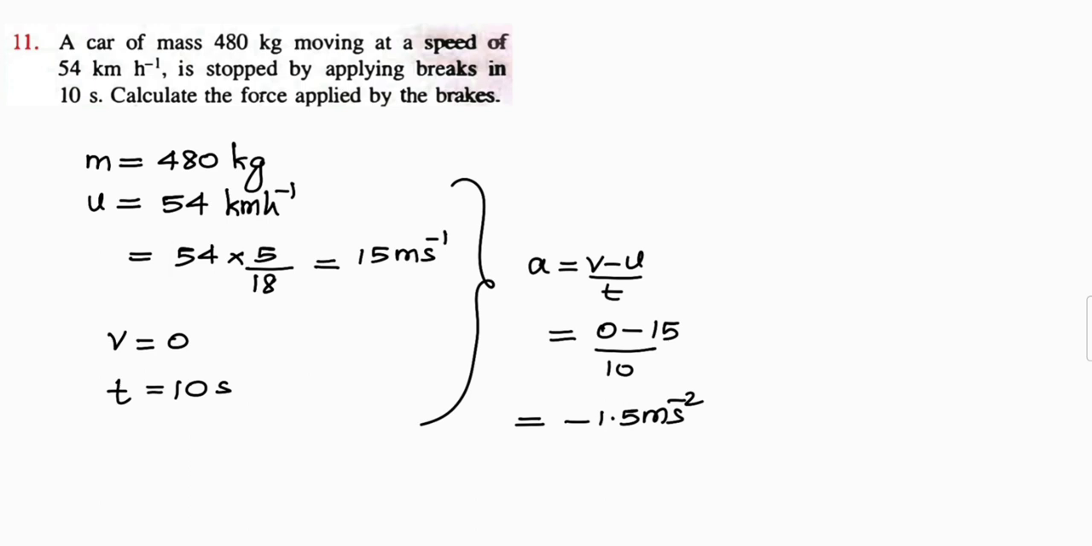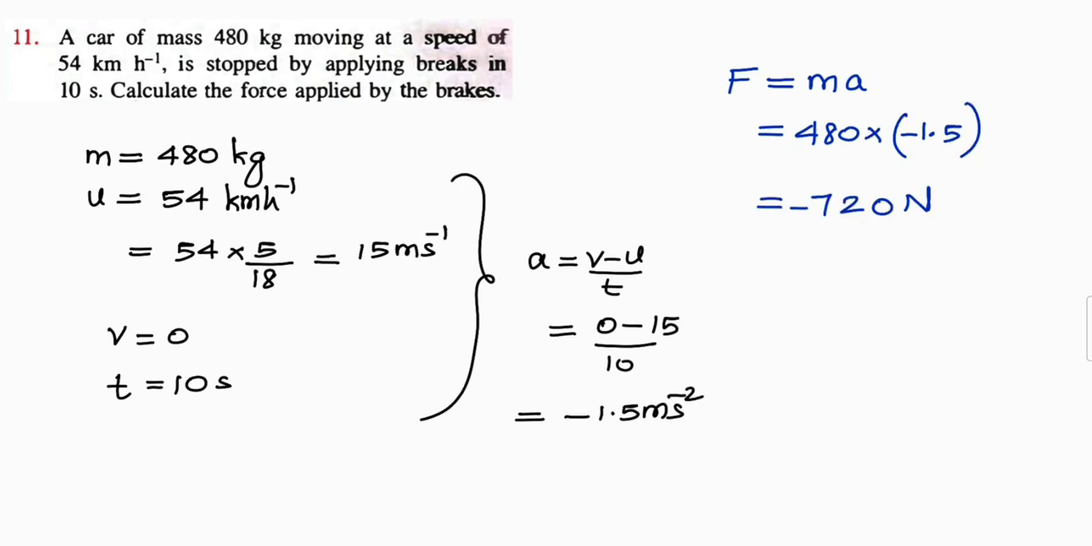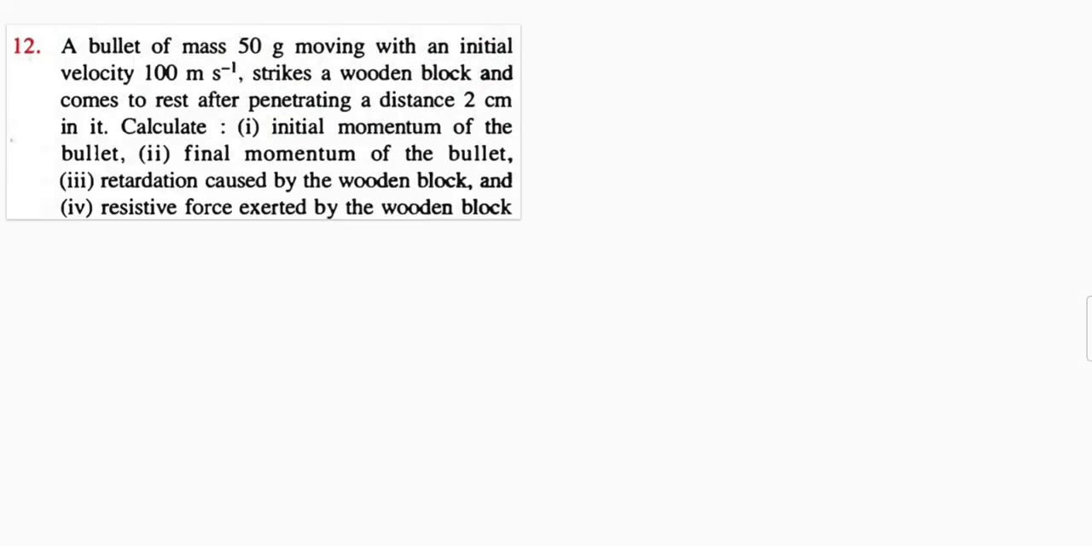Calculate the force. F is equal to ma. Substitute the values. You can substitute with minus sign or without minus sign. So the answer is minus 720 newtons. So what is the minus meaning? It is retarding force. Hence the answer is 720 newtons.